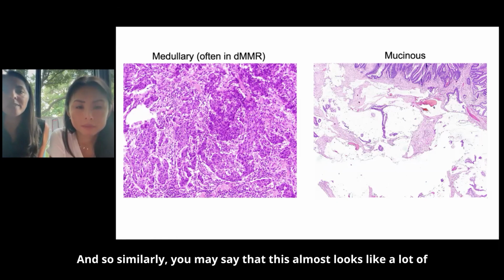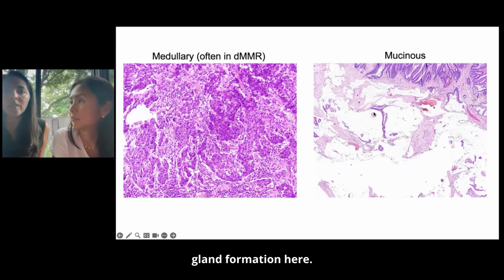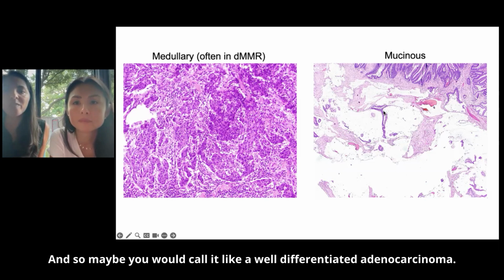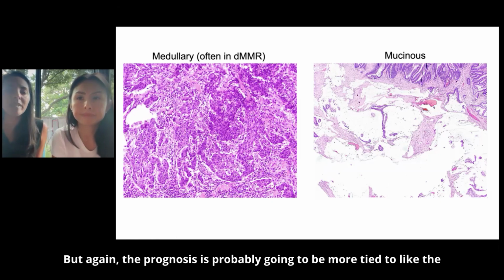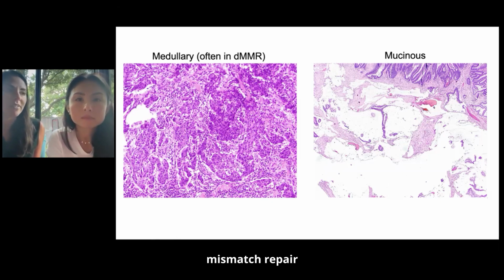Similarly, you may say that this almost looks like a lot of gland formation here, and so maybe you would call it a well-differentiated adenocarcinoma. But again, the prognosis is probably going to be more tied to the mismatch repair status.